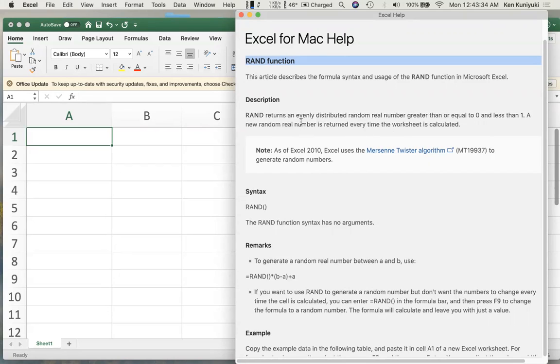Now, these random numbers are really pseudo-random numbers. They come from an algorithm, in this case the Mersenne Twister algorithm. I can't really describe that to you, but this is a link to a Wikipedia article on it. But for all practical purposes, we can think of them as random because the algorithm is so unpredictable in its nature.